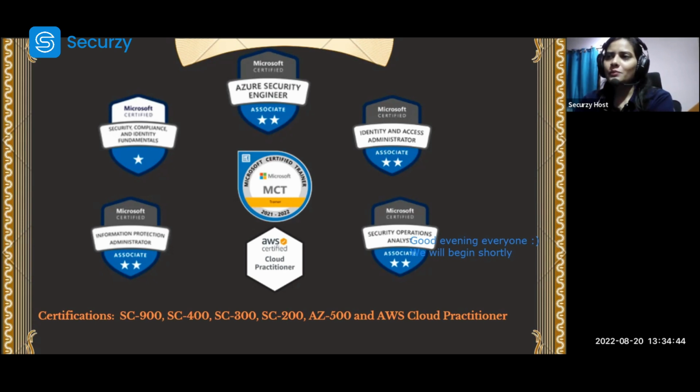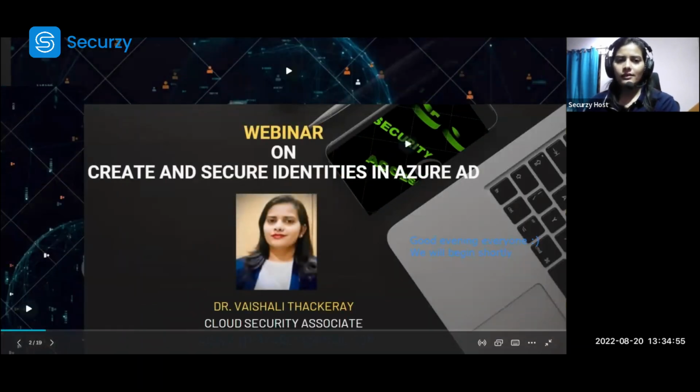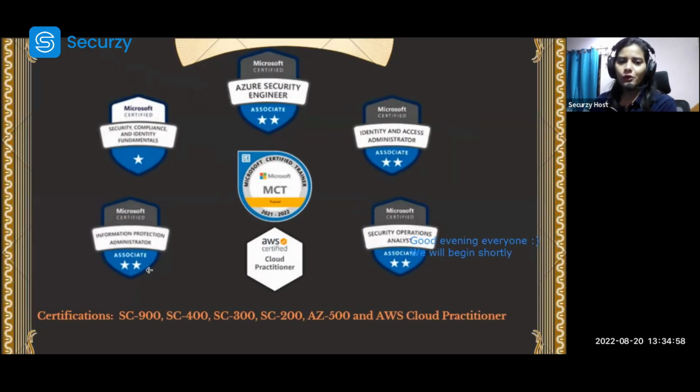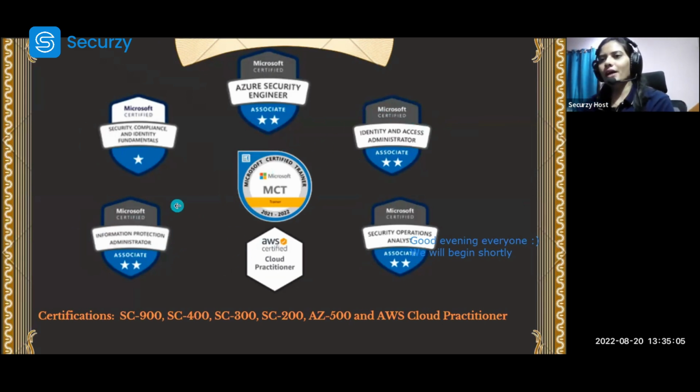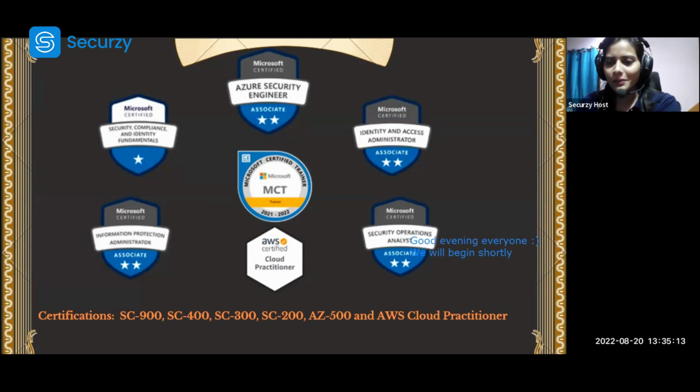So hence I'm certified. I started my journey with the fundamental level certification in Azure, that is SC 900 we call it. And then I started exploring identity and access, and hence got certified as identity and access administrator, then information protection administrator, which is SC 400, then SC 200, which is generally for security operations. And then I have also explored infrastructure security, which is Azure Security Engineer.